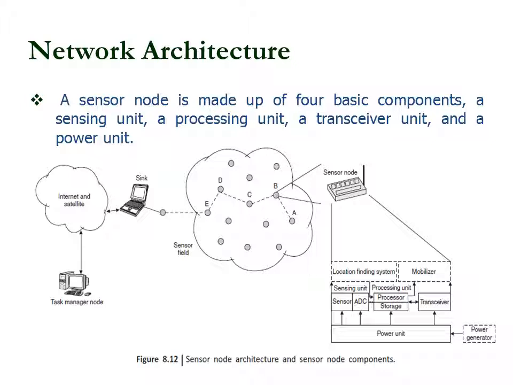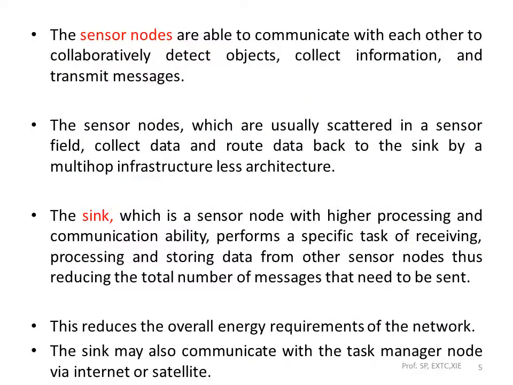So we say that a sensor node is made up of 4 basic components: a sensing unit, a processing unit, a transceiver unit, and a power unit. Sensor nodes are able to communicate with each other to collaboratively detect objects, collect information, and transmit messages. The sensor nodes, which are usually scattered in a sensor field, collect data and route it back to the sink by a multi-hop infrastructure-less architecture.